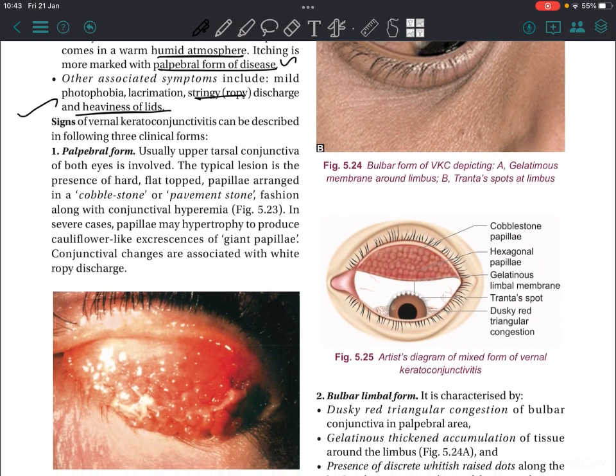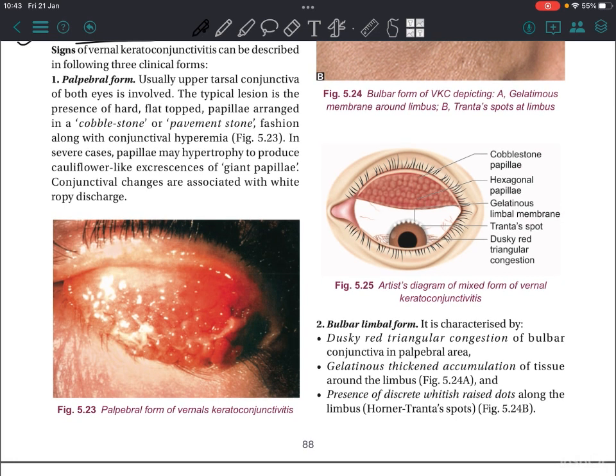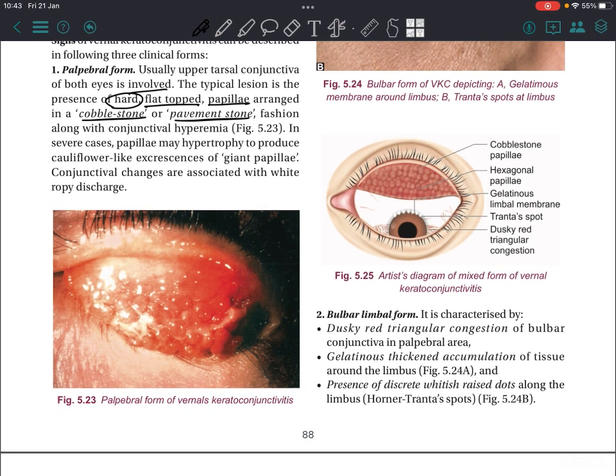Signs of vernal keratoconjunctivitis can be described in the following three clinical forms: palpebral form, bulbar form, and mixed form. In the palpebral form, usually the upper tarsal conjunctiva of both eyes is involved. The typical lesion is the presence of hard, flat-topped papillae arranged in a cobblestone or pavement stone fashion, along with conjunctival hyperemia. In severe cases, papillae may hypertrophy to produce cauliflower-like excrescences of giant papillae. Conjunctival changes are also associated with white ropy discharge.